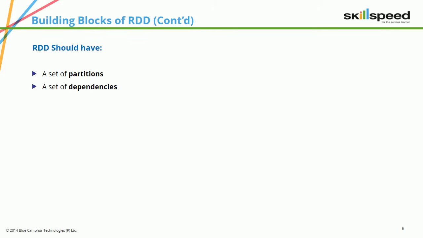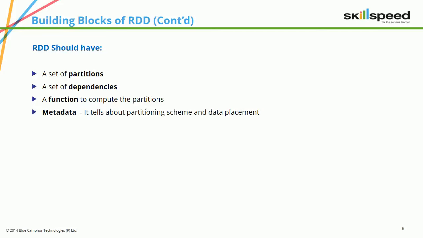And the RDD must also have a function to compute the partitions. When you say that you need 3 partitions, or even if you are working with the default partitions, it needs a function to calculate the partition. The optional metadata tells about the scheme of partitioning and data placement, and the partitioner is used to define the strategy for partitioning.